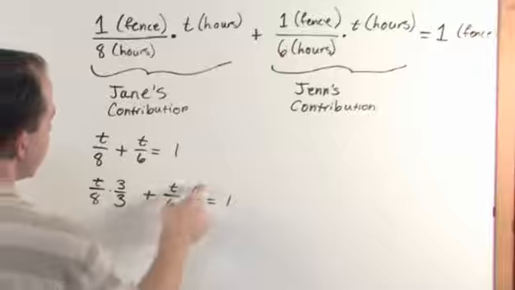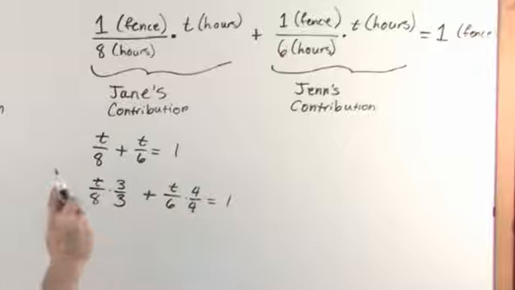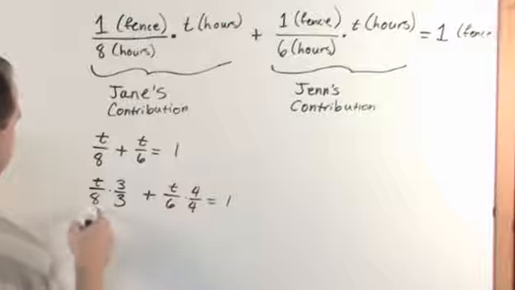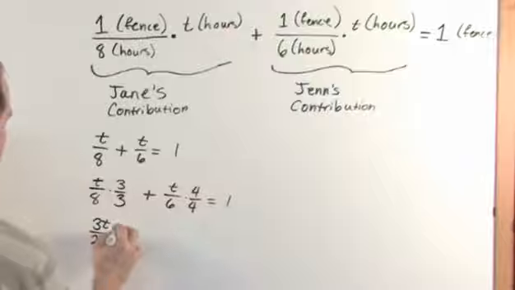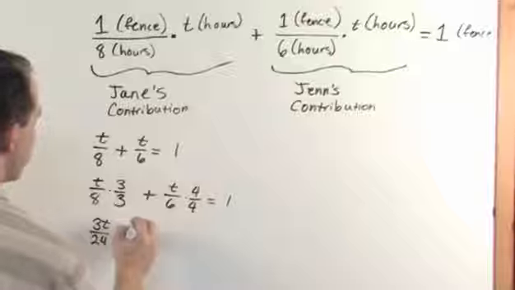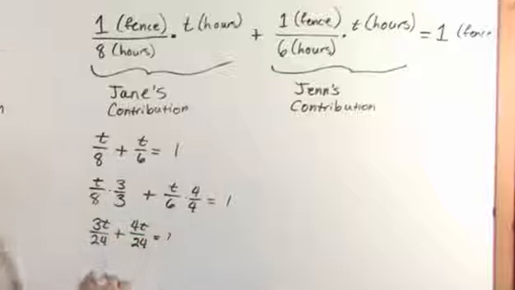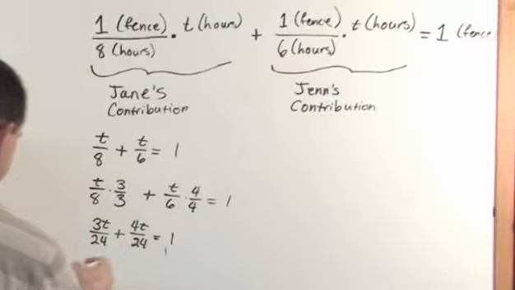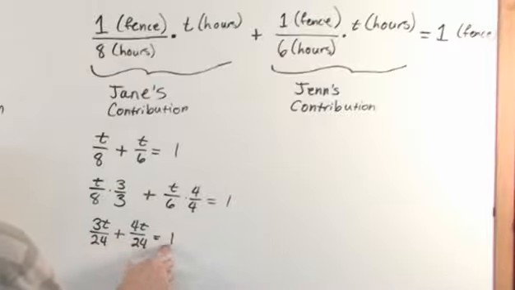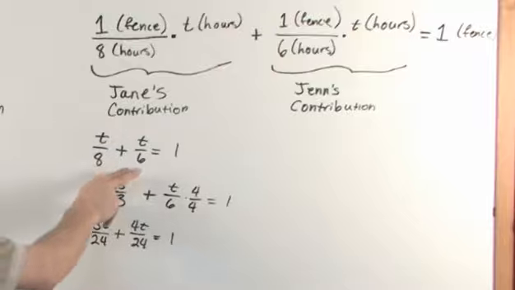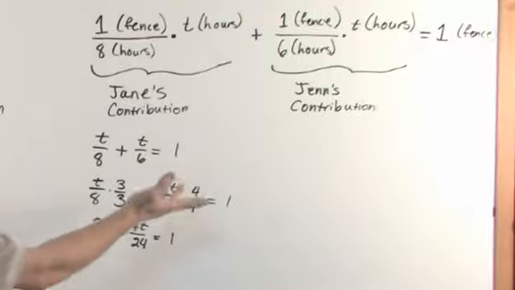T over 6, I multiply by 4 over 4. The reason I do that is this. t times 3 is 3t, 8 times 3 is 24, plus t times 4 is 4t, 6 times 4 is 24, equals 1. Now you see why I did that. I did it because I want to get the same bottom number so I can add these fractions together. Because in the previous form, you can't do anything more with this problem. You can't solve for t, you can't add them, you can't do anything else.